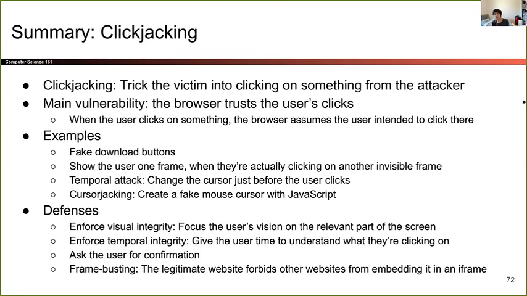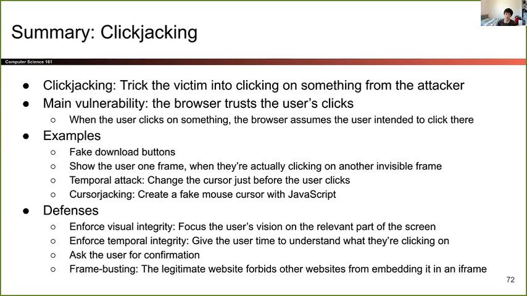For UI attacks, we talked about clickjacking, where we want the victim to click on something that the attacker wants them to click on rather than what the user wants to click on. So the browser trusts what the user clicks on. So if the user clicks on, for example, fake download buttons or an invisible iframe or something that pops up right before they meant to click on it, or maybe they click on something when they thought the mouse was somewhere else, these are all trusted inputs to the browser, and the browser will just assume that that's what the user actually meant to do, and it will do that malicious action.